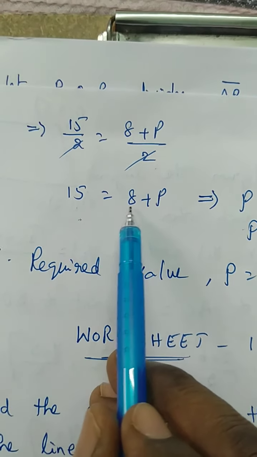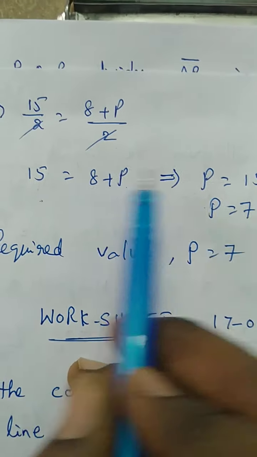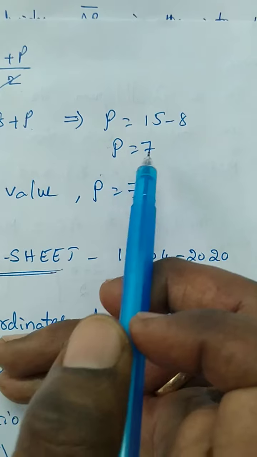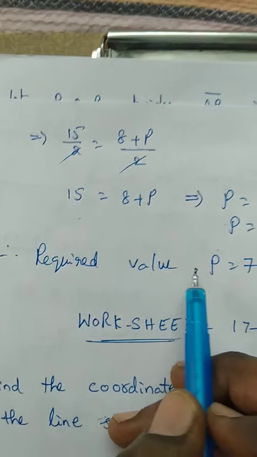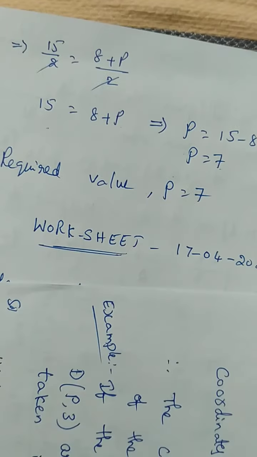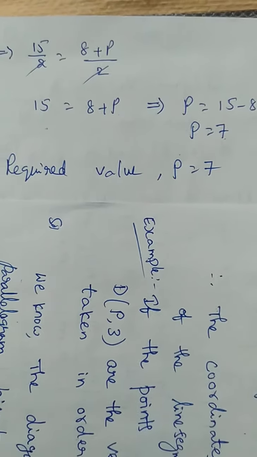Now 15 is equal to 8 plus P. The 8 should be transposed to that side, then 15 minus 8, so P is equal to 7. This is the required value, P is equal to 7. Okay, so that's what I required here.